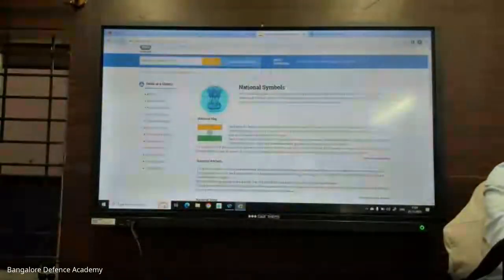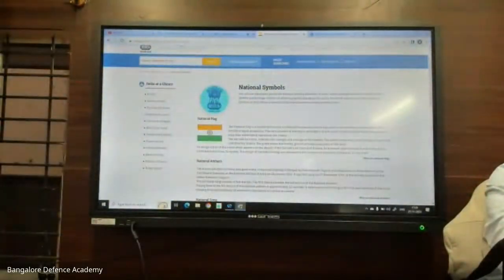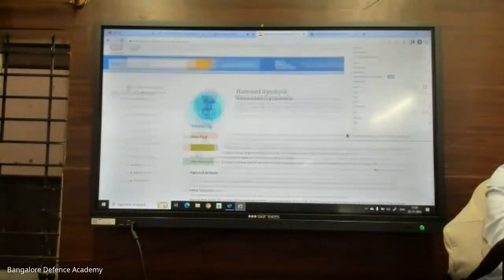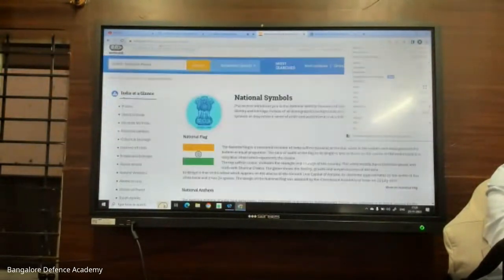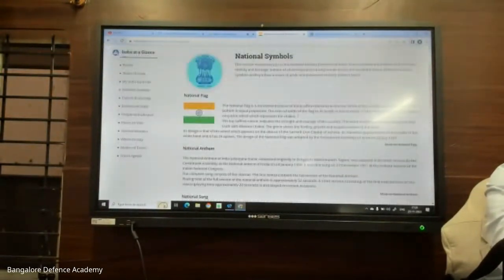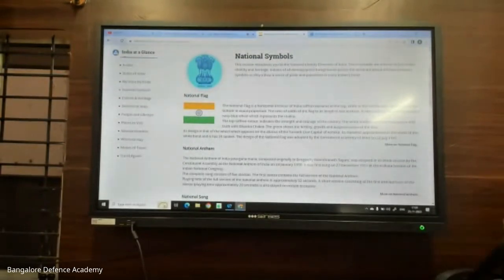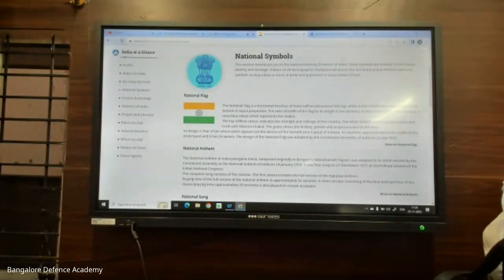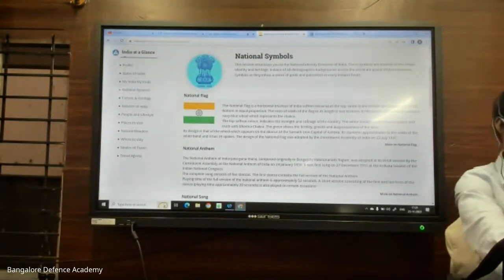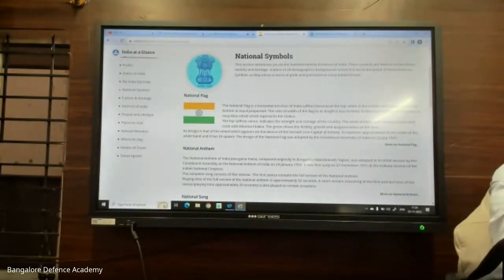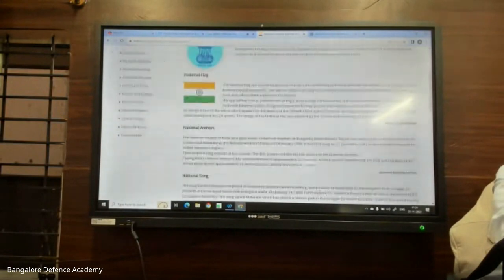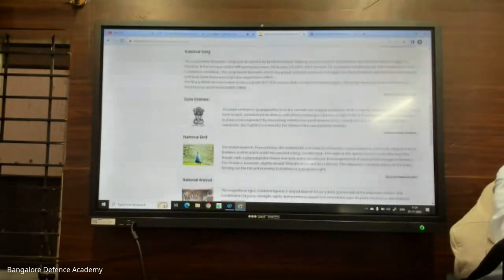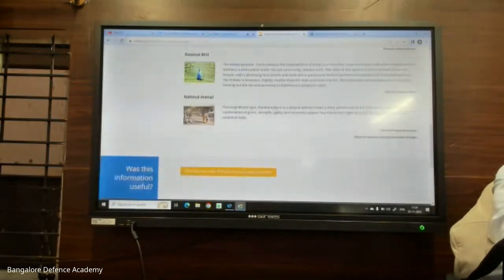Madam, National Insignia. National Insignia, I'll write this, I'll tell the spelling. INSIGNIA. National Insignia, what does it mean? Like national symbols: flag, national anthem, national song, state emblem, national bird, national animals, etc.